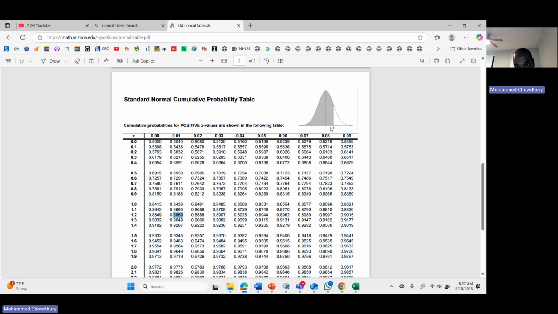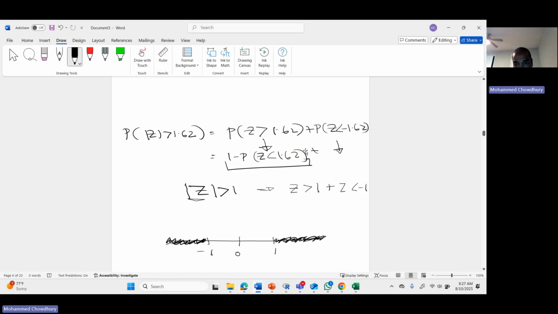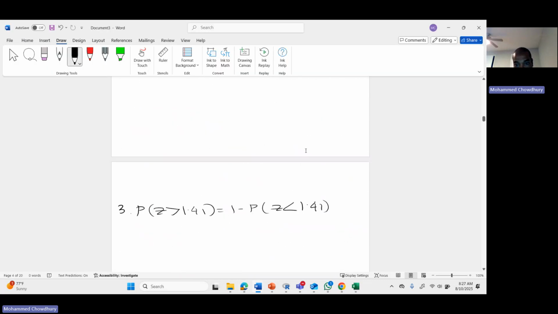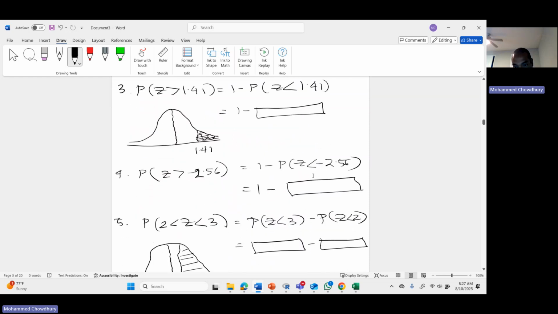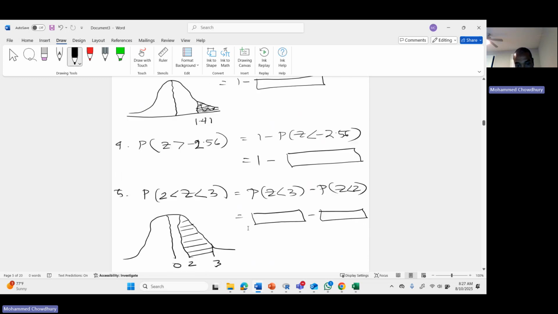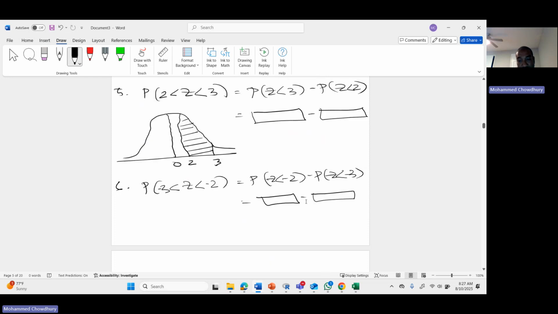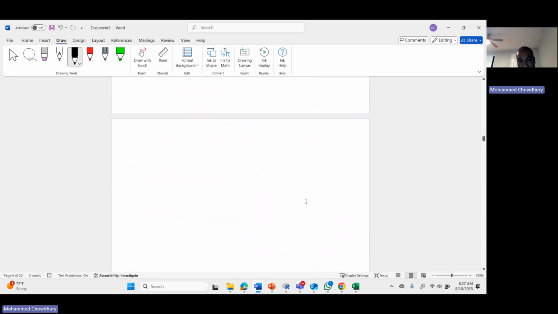Everything I transfer to the less than. It is greater than, but I transfer it to 1 minus less than. It is between, but I transfer it to two less thans. So for every probability computation that is asked, you have to compute it by less than.